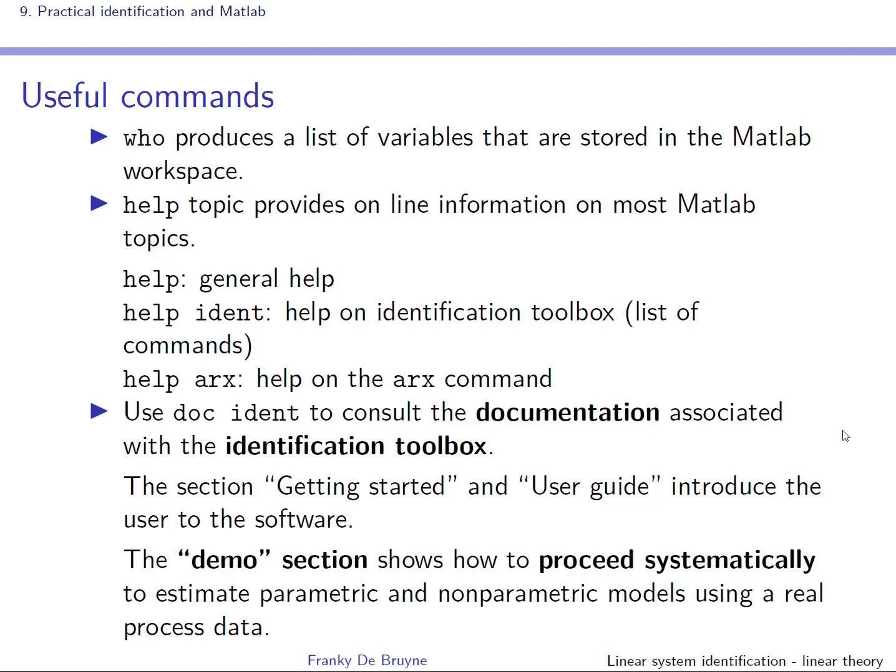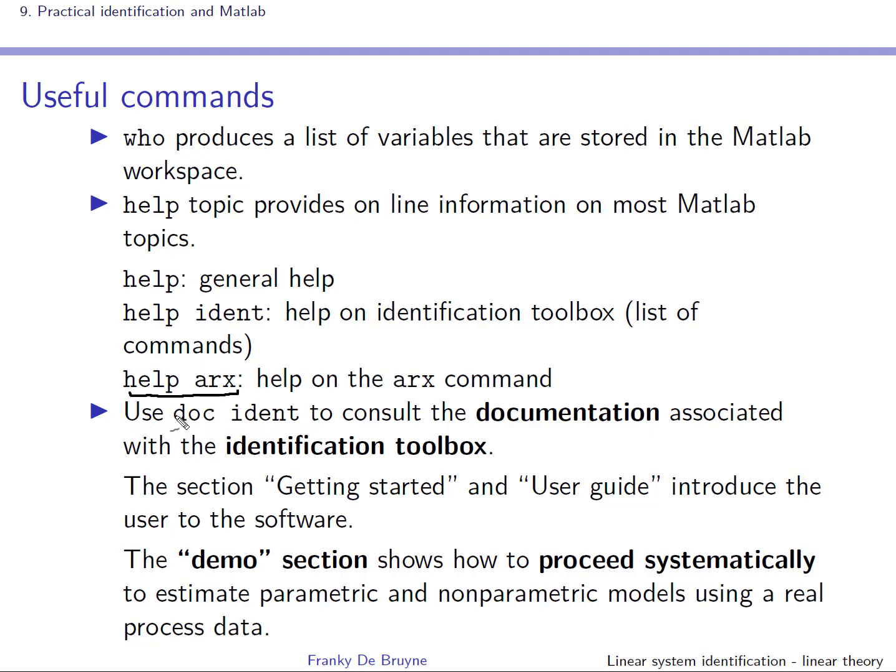This last section of the course, section 9, is about practical identification and Matlab. Here are some useful commands. You of course know the help command because you've used Matlab before. So for instance, help ARX will give you insights on how to use ARX. So before asking a question, have a look at this help and see if you cannot find the answer yourself.